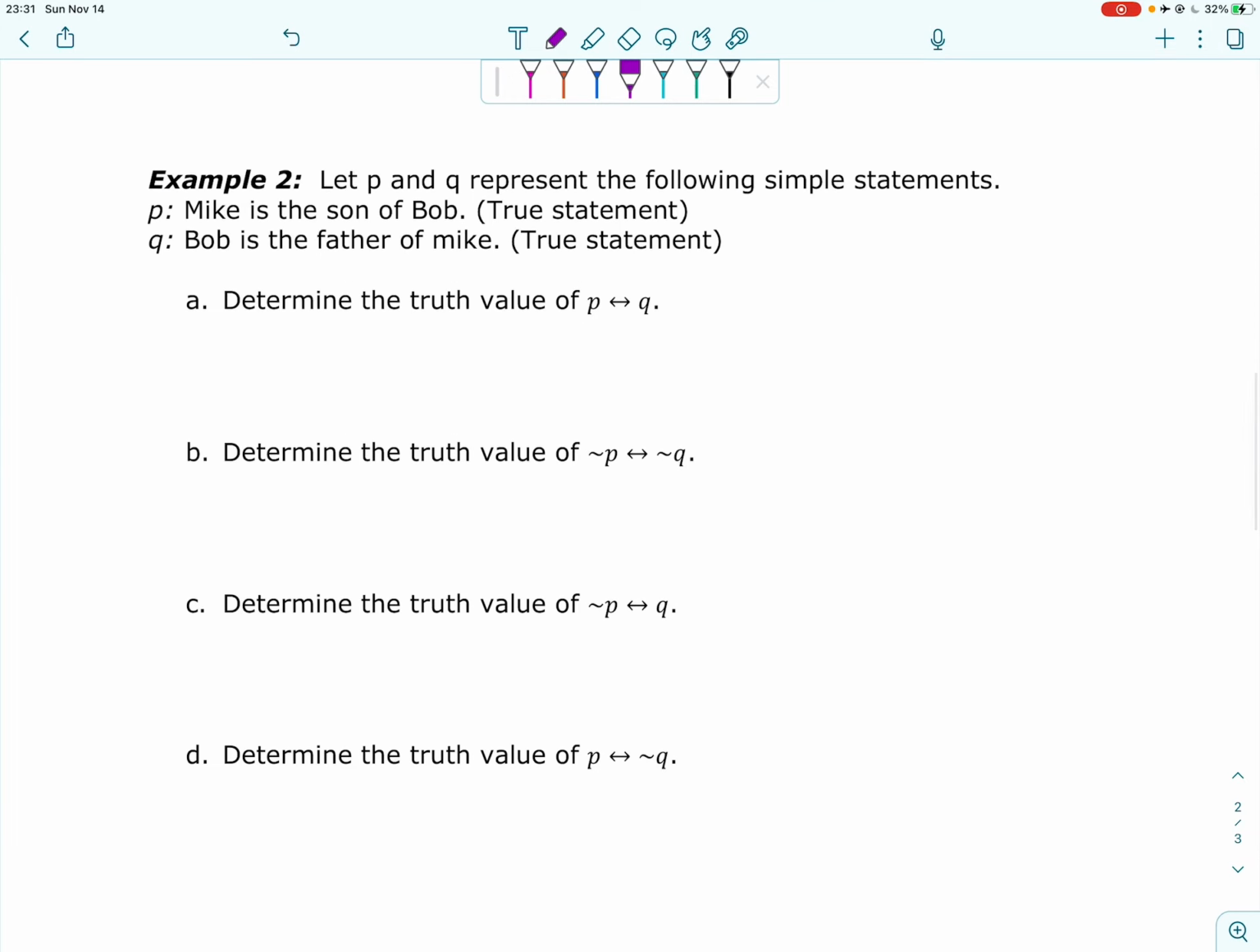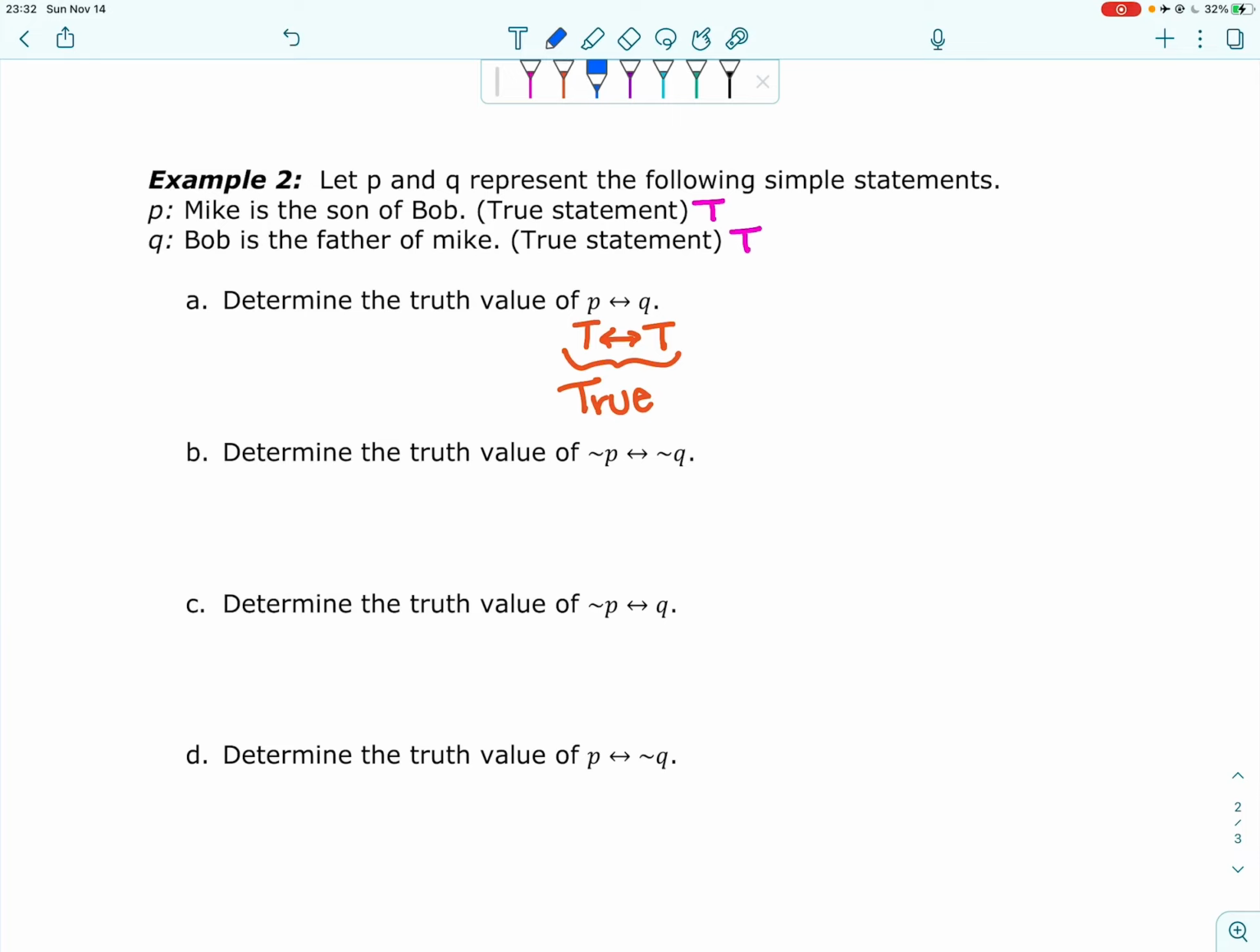Our second example, we have two true statements again. P is Mike is the son of Bob. Q, Bob is the father of Mike. So determine the truth value of, nope, I'm sorry, P if and only if Q. So here I have a true, double-sided arrow, true statement. They have the same truth value, so the statement is true.